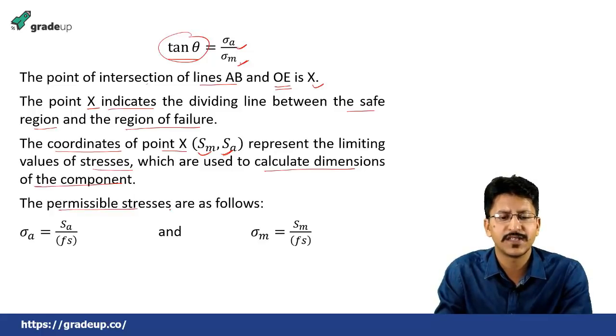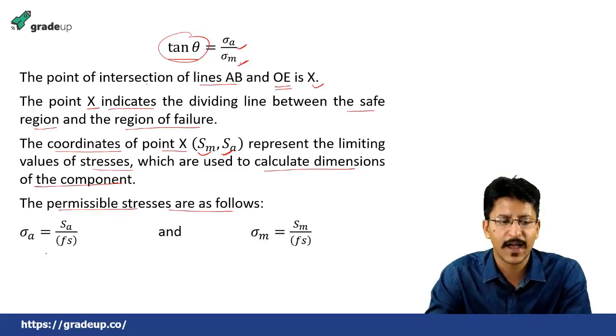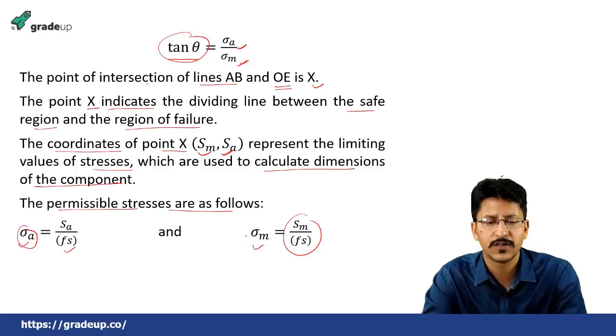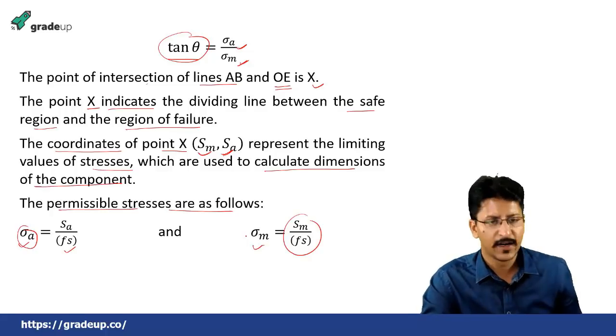And the permissible stresses are as follows: sigma A, the stress amplitude, equals SA by Fs, and sigma mean equals SM by Fs. So this is how the design is done using the modified Goodman diagram.